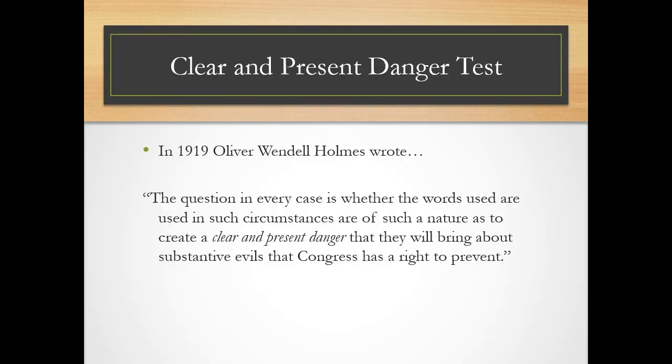One is the clear and present danger test. Now, your book talks about these, and man, they're confusing. So let me try to ferret it out a little bit. There are two examples of the clear and present danger test. One is a pamphlet, right? A little folded pamphlet that was handed out, and one is a speech. So it's both written and spoken.